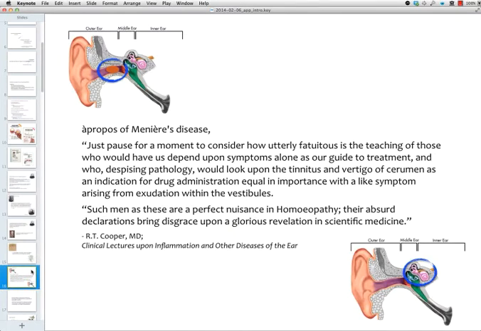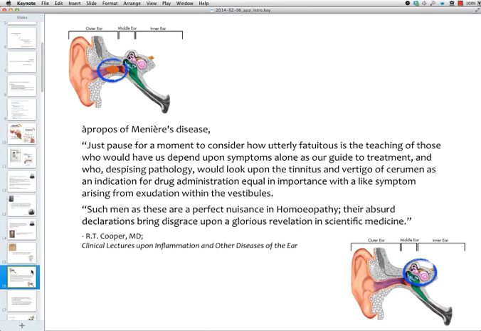Here's a little ditty from R.T. Cooper, Clinical Lectures upon Inflammation and Other Diseases of the Ear. And he says, regarding Meniere's disease, this is a conventional diagnosis that involves vertigo of unexplained origin that lasts a period of time, okay?